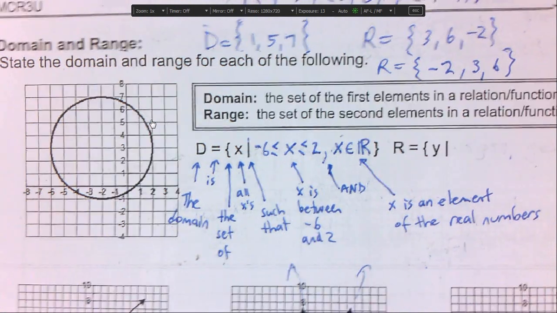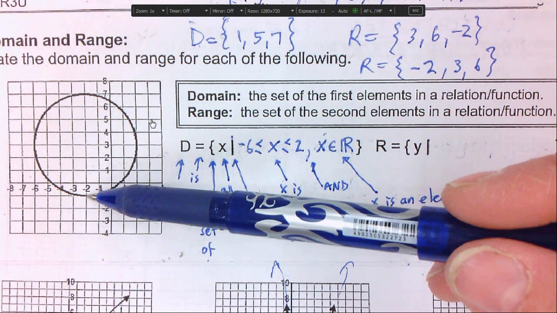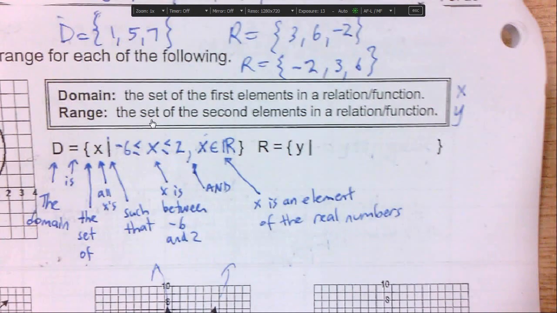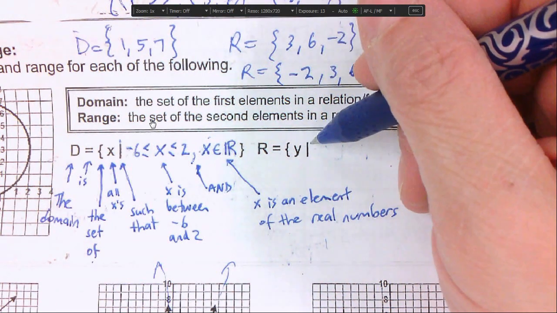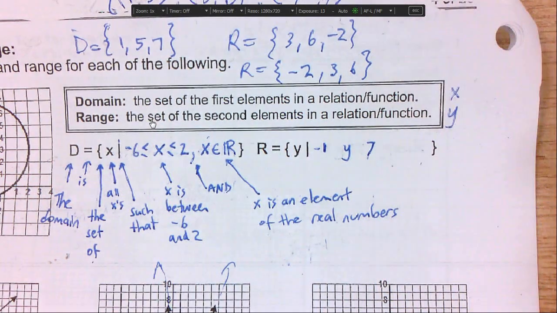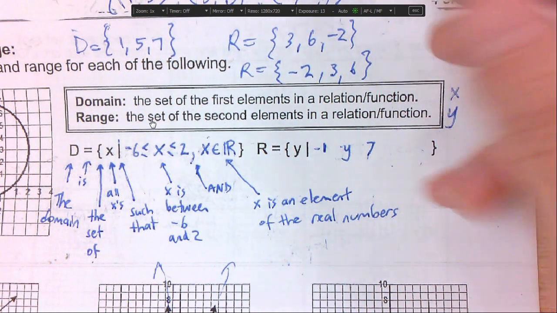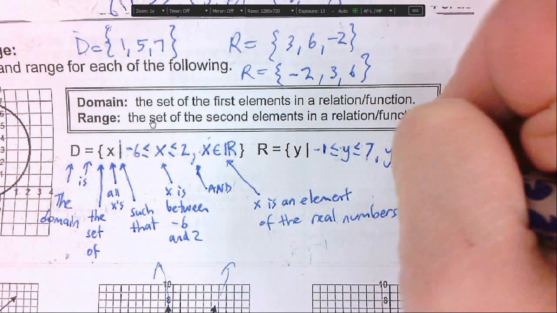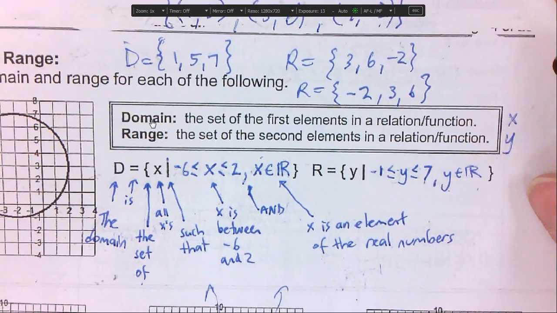Okay, let's write the range statement. So range is going to be the y values. The lowest the y can be is -1, and the highest it can be is 7. So y is going to be between -1 and 7. So let's write it. I'm going to say it in English. The range is the set of all y's such that y is between -1 and 7. So look how we're writing it. The -1 first, it goes in order. -1 first, then the y, then the 7. Okay, so y is between them, and y is an element of the real numbers. Okay, so that's the domain and range sentence.